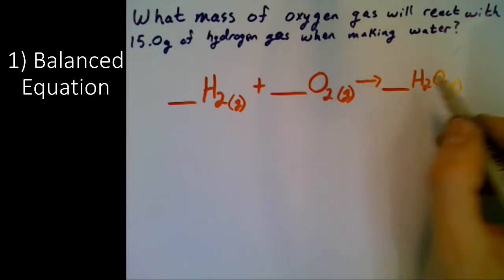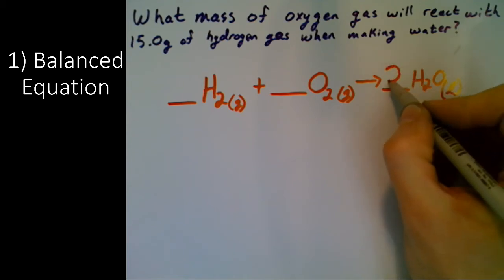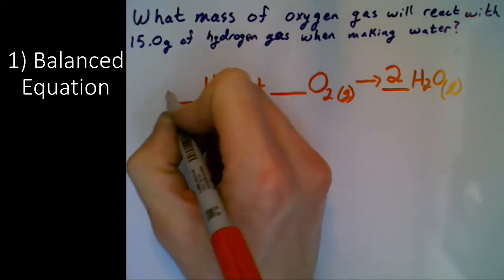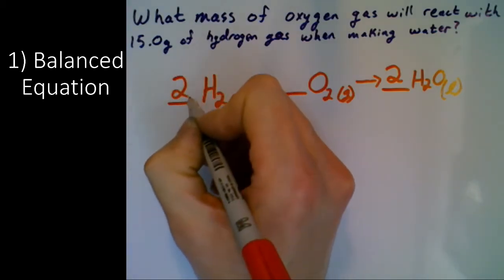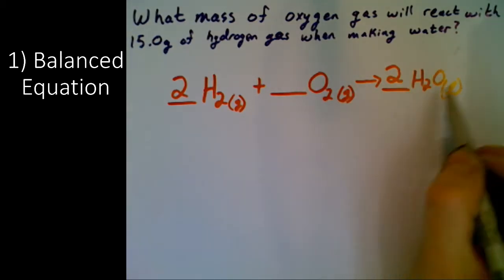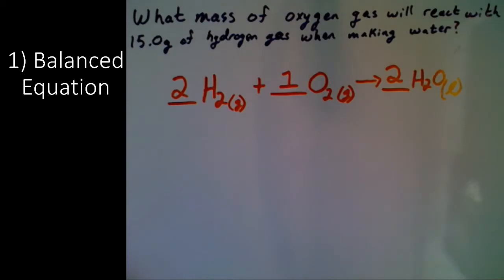I have 2 oxygens here and only 1 oxygen here, so let's put 2 here. That gives me 4 hydrogens, so I need 4 hydrogens. And now I have 4 H's, 4 H's, 2 O's, 2 O's. So I now have a balanced equation.